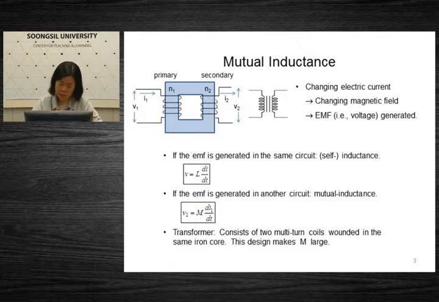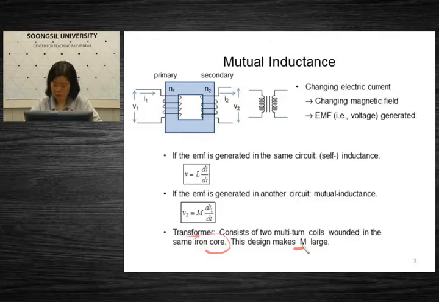In both cases, the resulting voltage is proportional to the changing input current. So for self-inductance, it will be di over dt, and for mutual inductance, V2 will be proportional to di1 over dt. Now, usually in transformers, the iron core is large, and this iron core will make the mutual inductance larger.